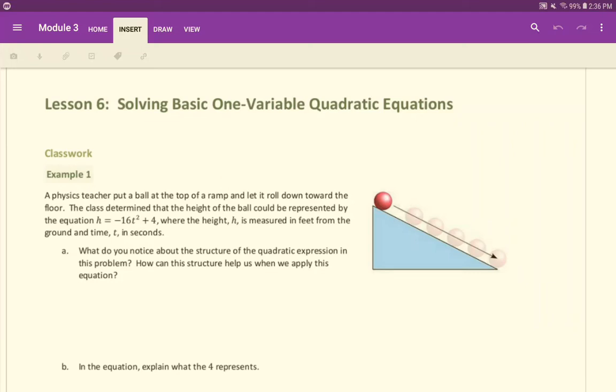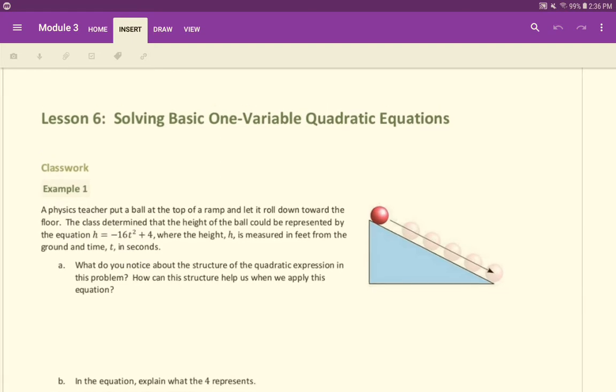This is the second lesson in Module 3, and we are going to be solving some one-variable quadratic equations. So a little bit of review of stuff we looked at from before, with some word problems thrown in too.